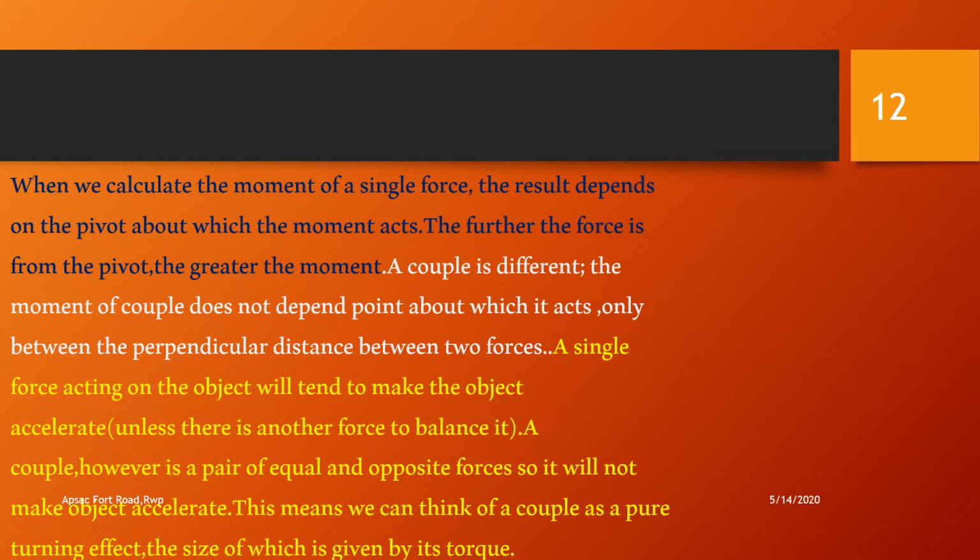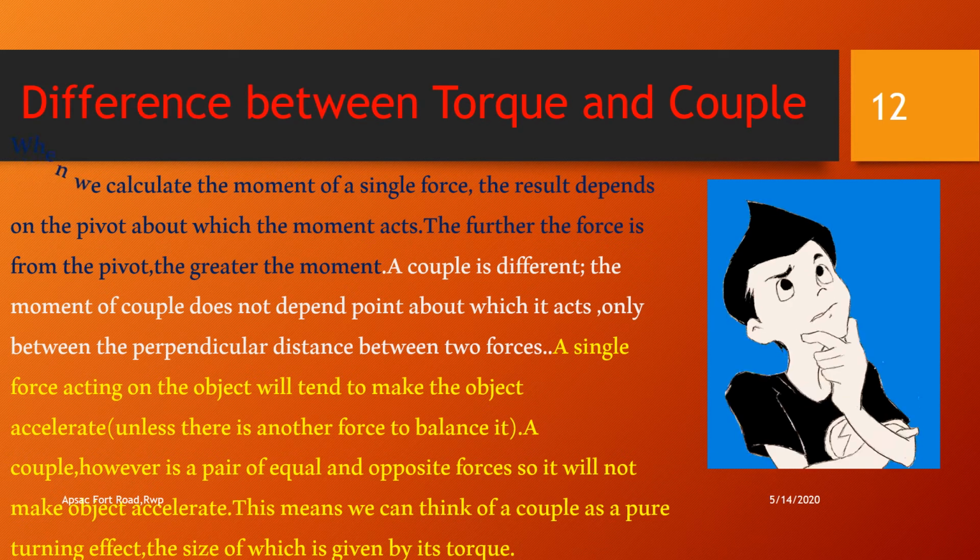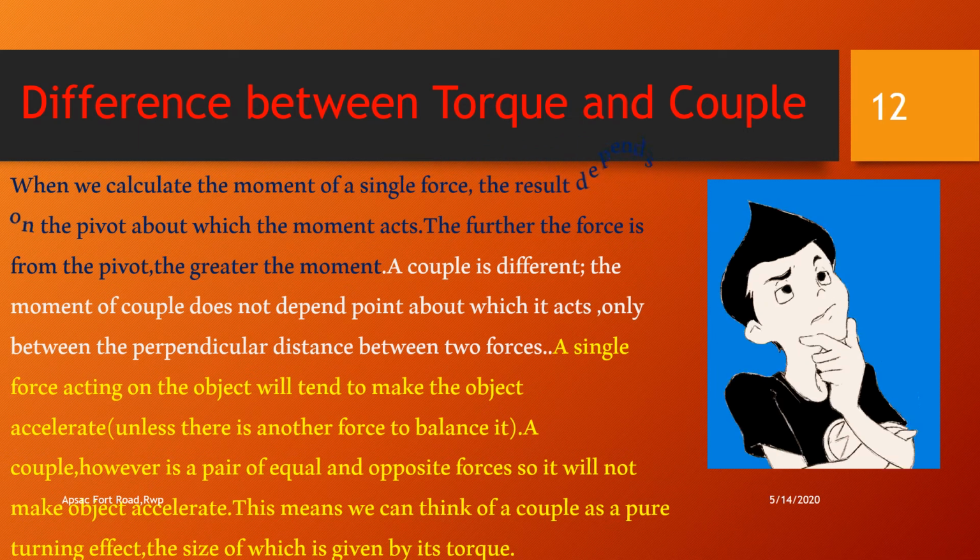Now students, here is a very important concept which you have to develop regarding torque and couple. When we are talking about torque, that is the moment of a single force, then the result depends on the pivot about which the moment acts. Meaning the greater the moment arm, the more will be the turning effect. As we have discussed, as the applied force is away from the pivot point, that is, the perpendicular distance between the applied force and the point of rotation increases, it causes more and more rotation in the body.